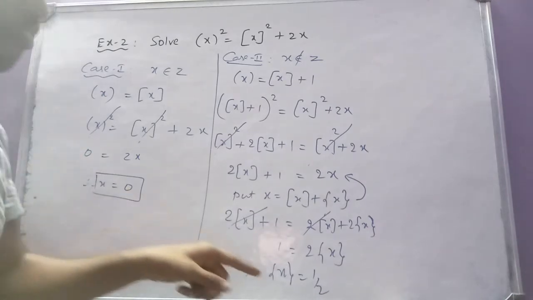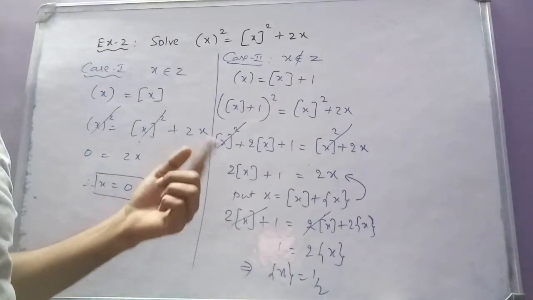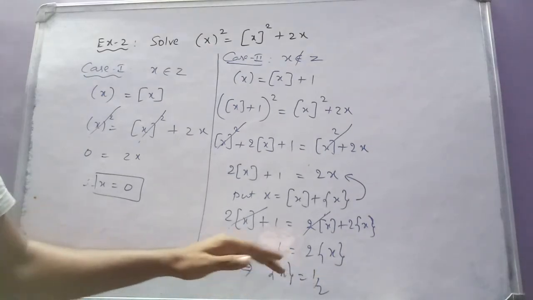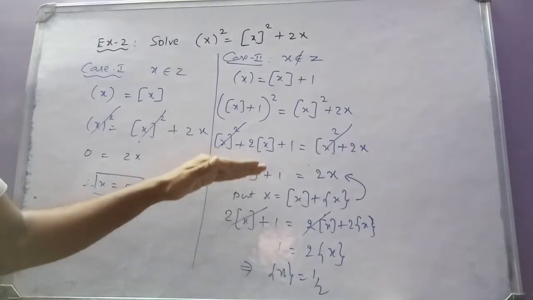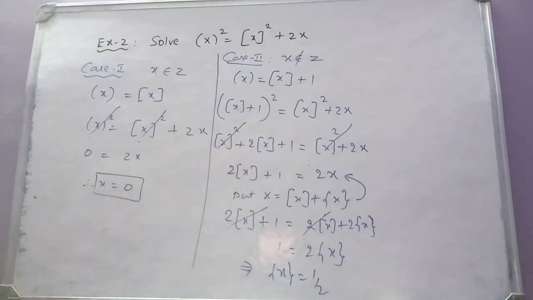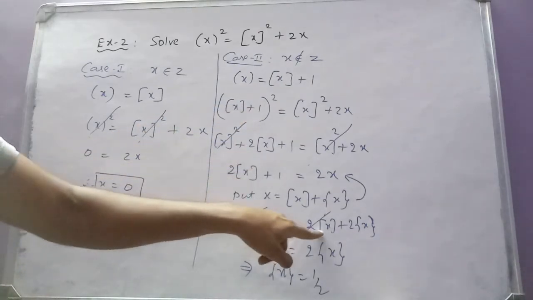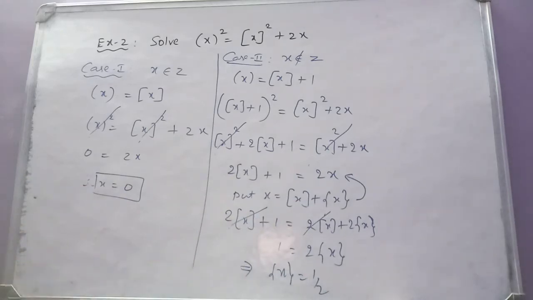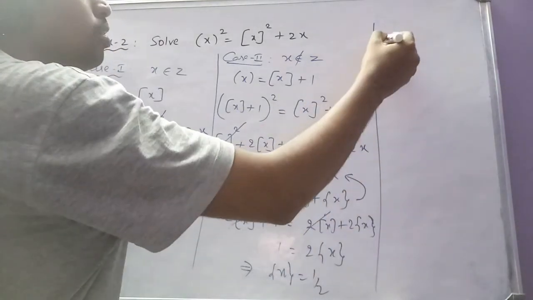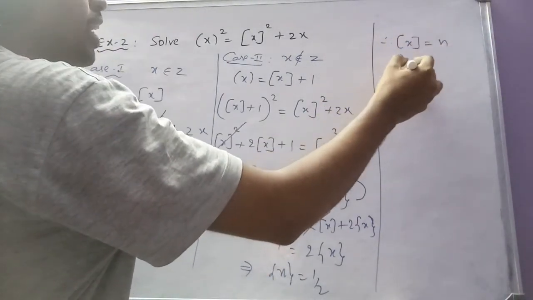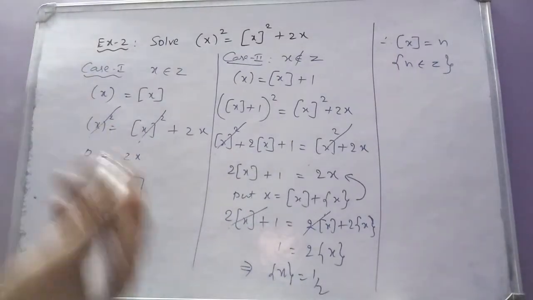I got the value of the fractional part which is independent of step x. I got the fractional part is equal to 1 by 2, but I never got what is step x. I never got the possible values of step x, which means that step x can be any integer, because we didn't get to what is step x here. Step x automatically got cancelled. So therefore step x is equal to n, where n is an integer.